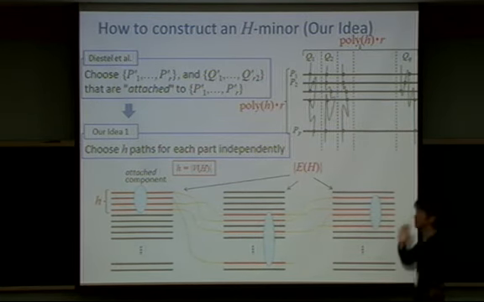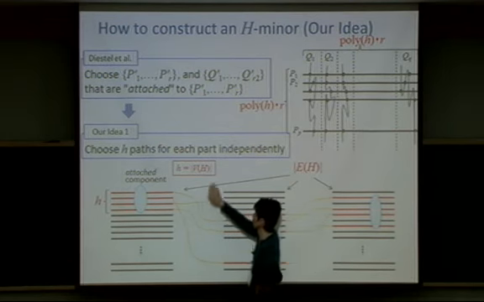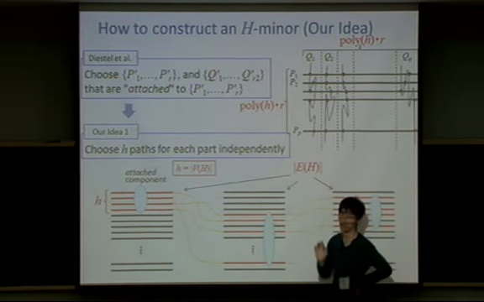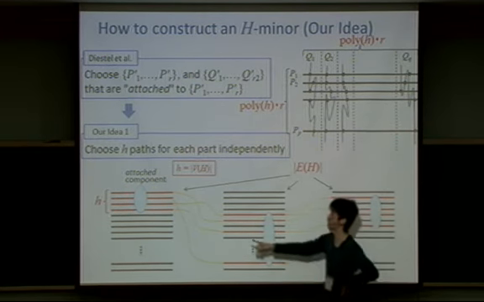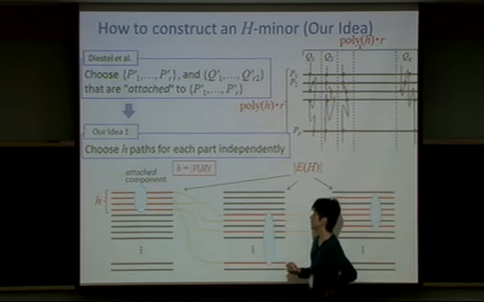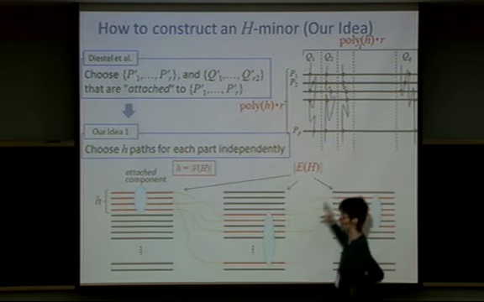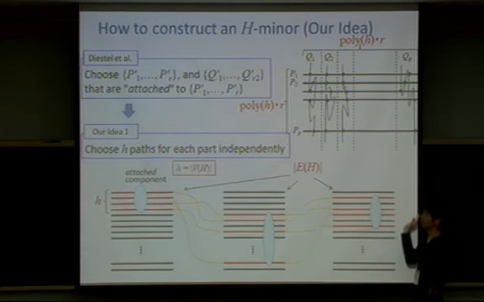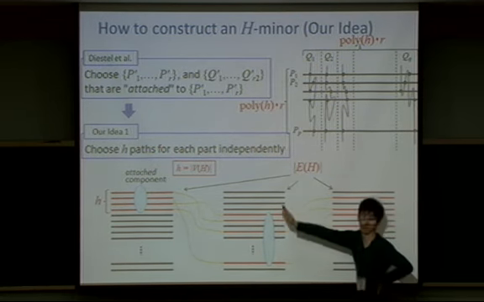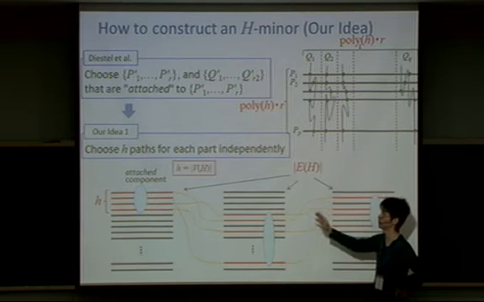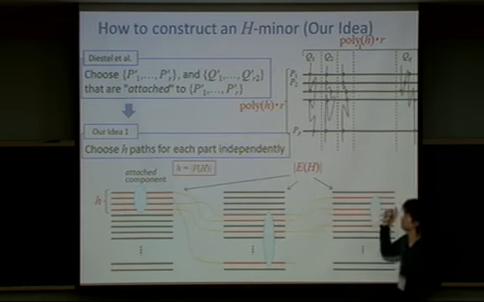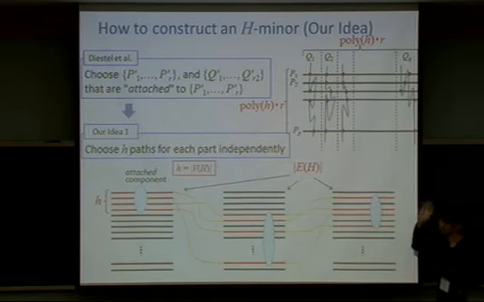And since there are many vertical paths here and here and here, by using Menger's theorem, we can connect these H paths by using disjoint paths. So by combining these H paths, we can obtain H long horizontal paths. So the first idea is that we don't have to choose the same H paths. We can choose H paths for each path independently.